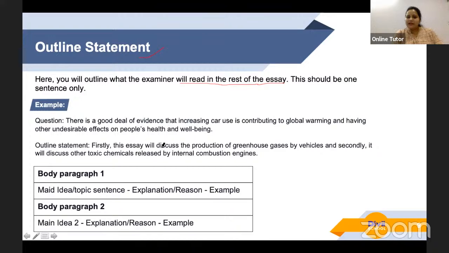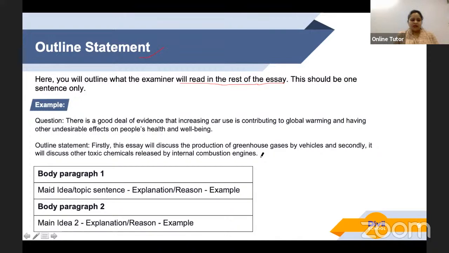Firstly, this essay will discuss the production of greenhouse gases by vehicles. And secondly, it will discuss other toxic chemicals released by internal combustion engines. So what are we doing here? We are telling the examiner what we are going to talk about in the remaining essay.